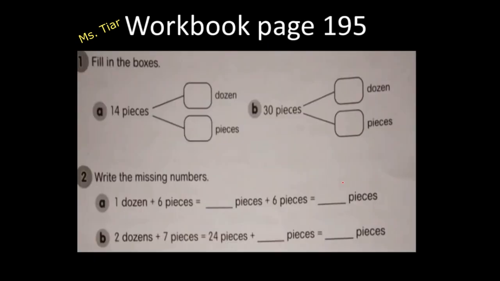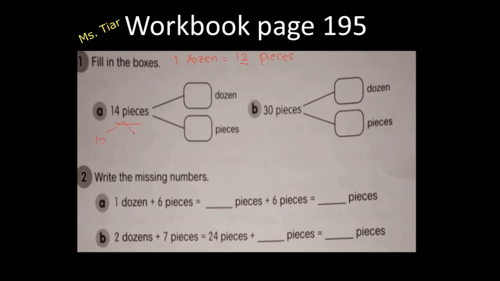Next, our objective is to convert the units. First, we need to convert dozen into pieces. Remember, 1 dozen equals 12 pieces. Over here we have question 1, 14 pieces. How do we convert it to dozen? Just remember, 14 is a number close to 12, right? So we just need to break it down like this.